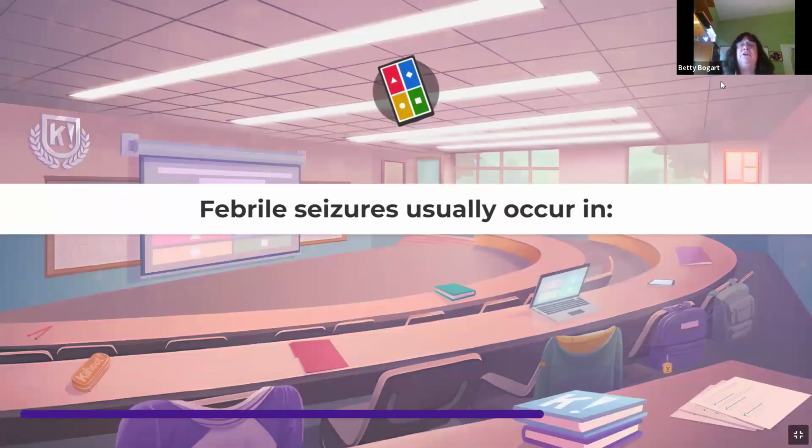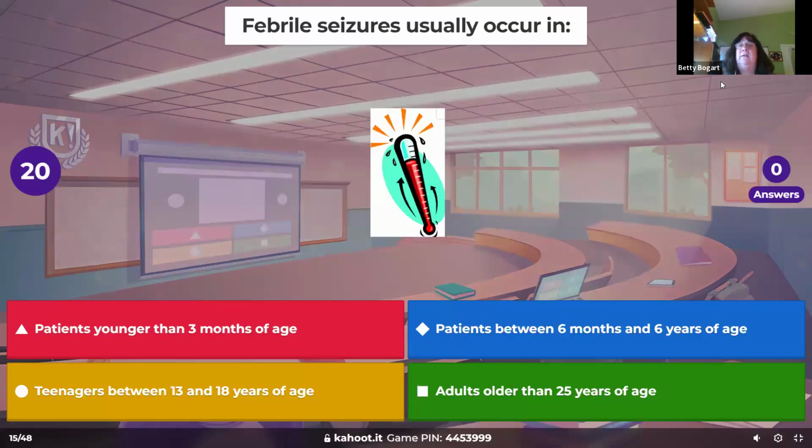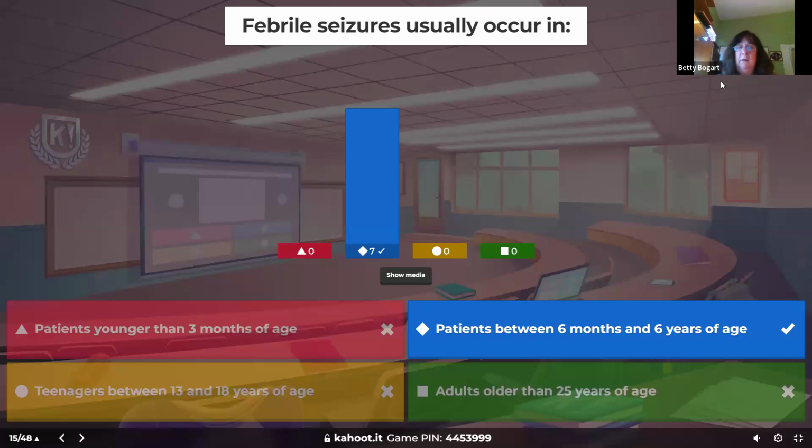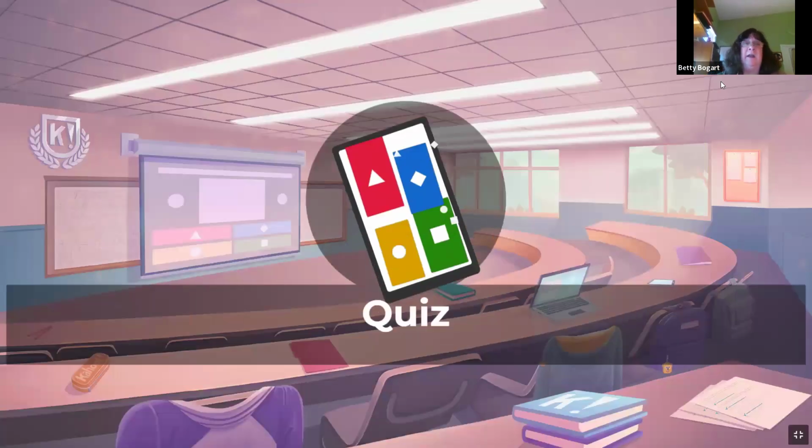Febrile seizures usually occur in what? How old? How young? 6 months to 6 years, and then they usually grow out of it. My oldest grandson had one febrile seizure, never again, and none of my others have ever had it.